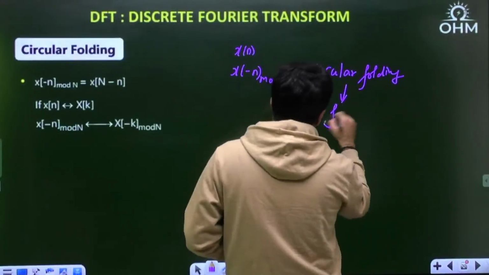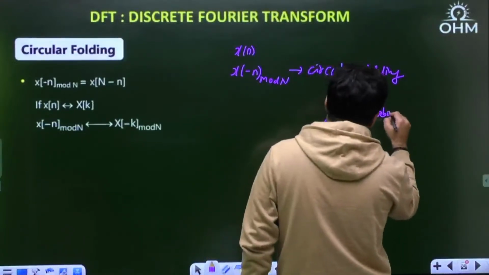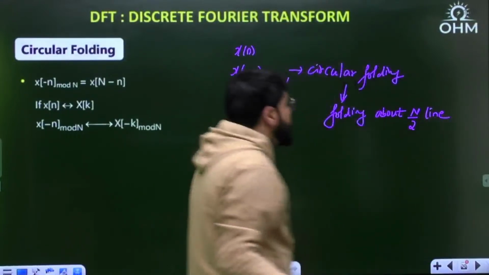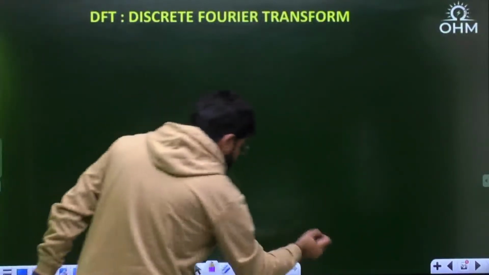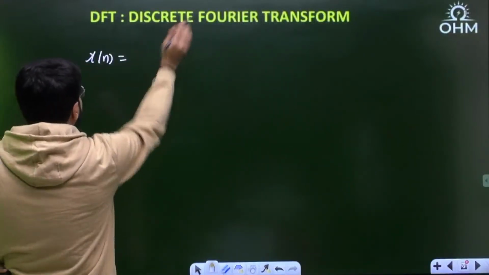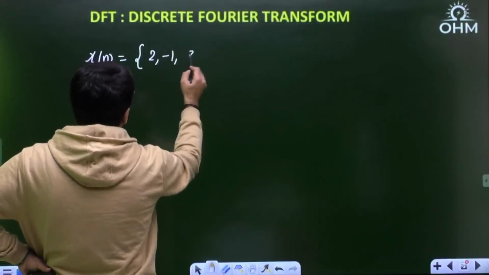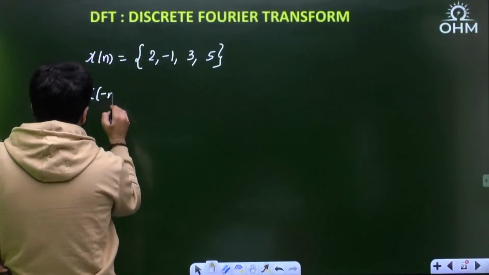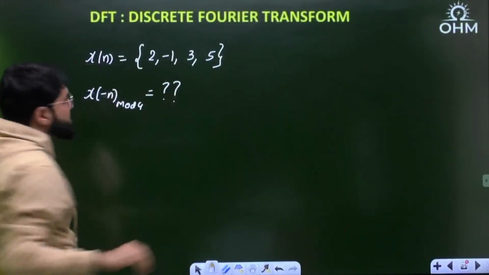Circular folding is the folding about, once again, the N by 2 line, the central ordinate line. I'm not deriving it but just telling you the quick result. Suppose I take two examples here, a 4-point signal and an 8-point signal. Let's understand both. Suppose I take a 4-point signal. My question is, what is x of minus n mod 4?